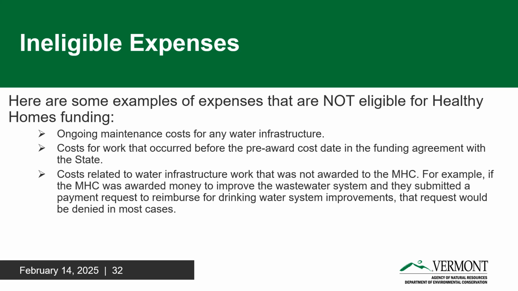Next, as we mentioned on an earlier slide, you want to make sure you're aware of the pre-award cost date, which you can find in the payment provision section of your funding agreement. Any work that happened before that date is not eligible for funding through your Healthy Homes Award. And finally, the last example here is that costs related to infrastructure work that was not awarded to your community is not eligible. So for example, if the community was awarded money to improve the wastewater system and they submit a payment request to pay for a drinking water system improvement, that would most likely be denied because they were not awarded funding for their drinking water system, only the wastewater.